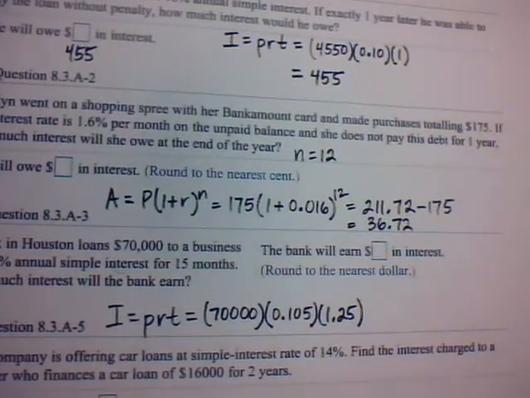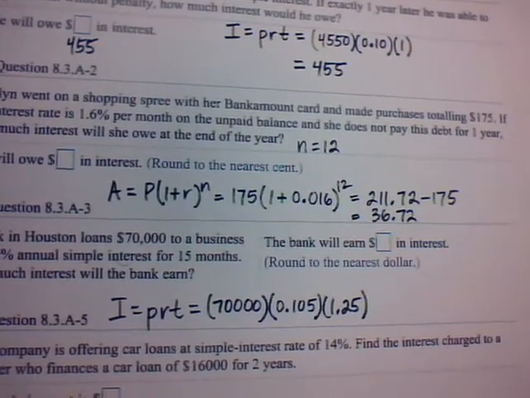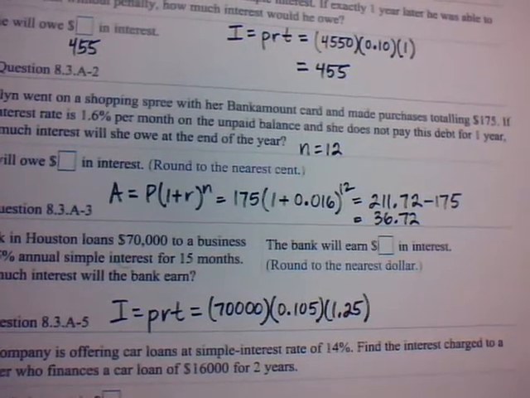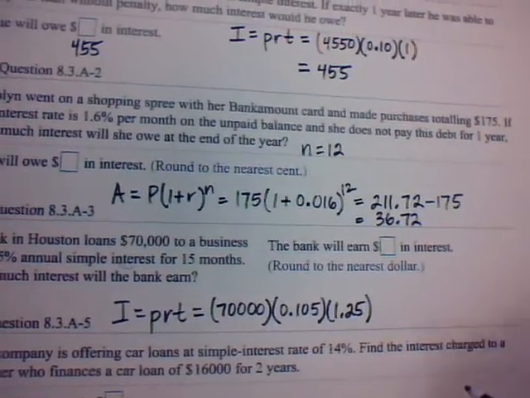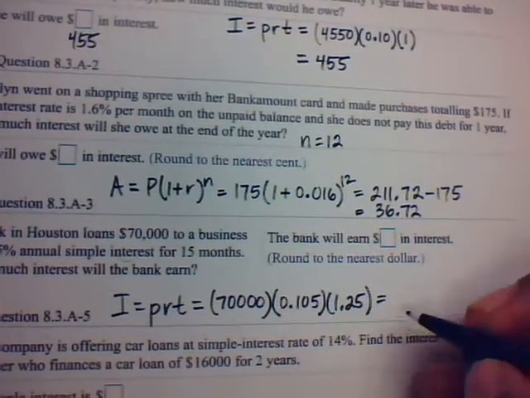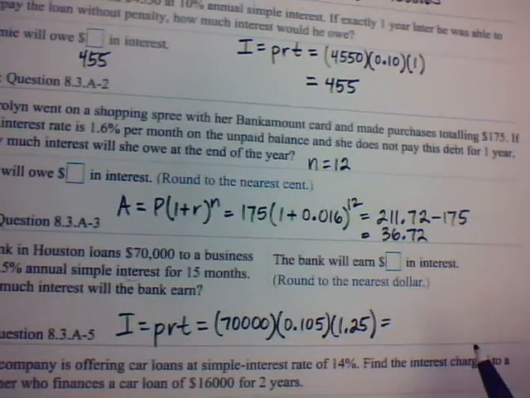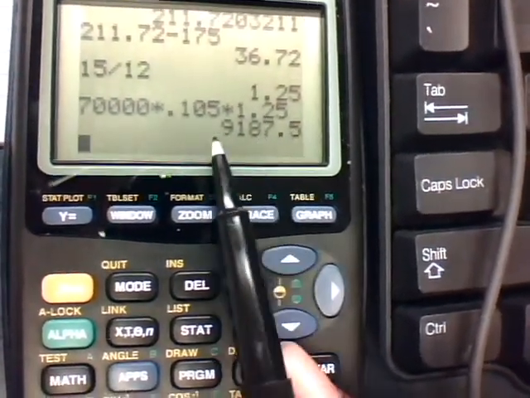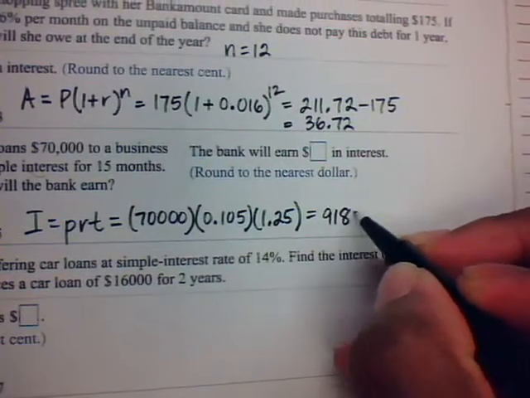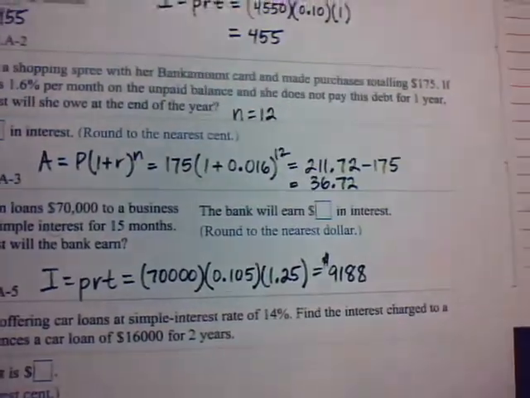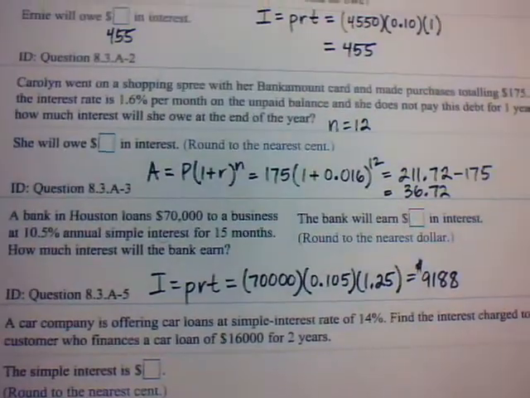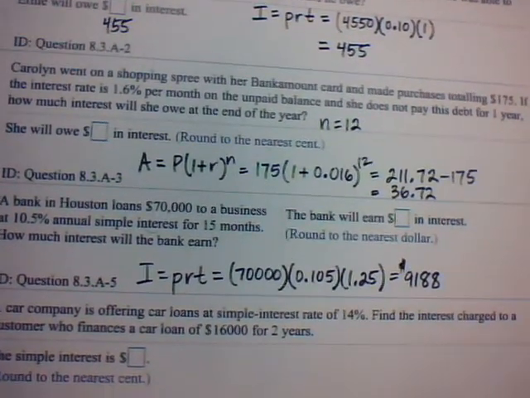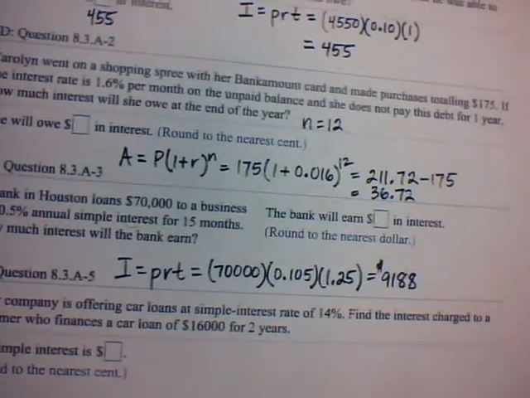Now, let's take the 70,000, multiply that by 0.105, and then times 1.25, and you'll have, now they say round to the nearest dollar. You'll get an answer of 9187.5, and I'll show you on the calculator. But to the nearest whole number, or to the nearest dollar, it will be 9,188. So in interest, that bank will earn $9,188 in interest.